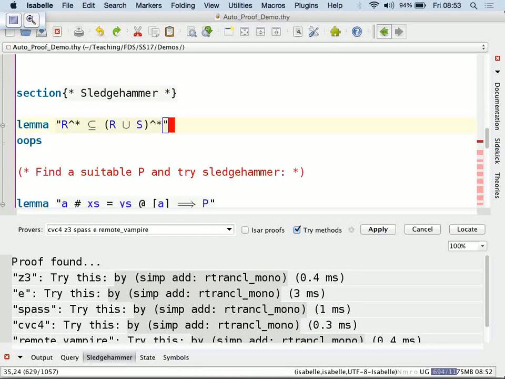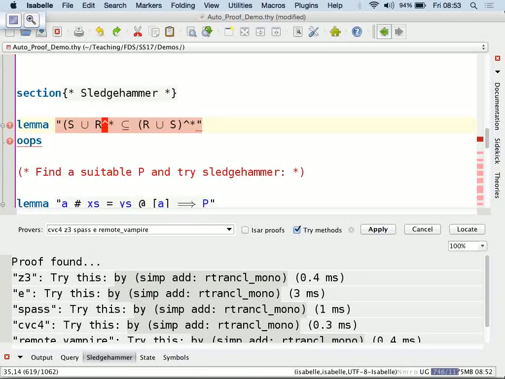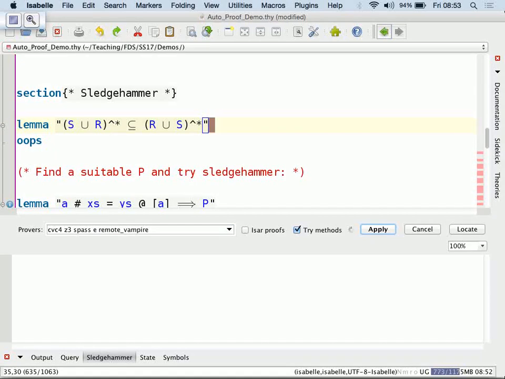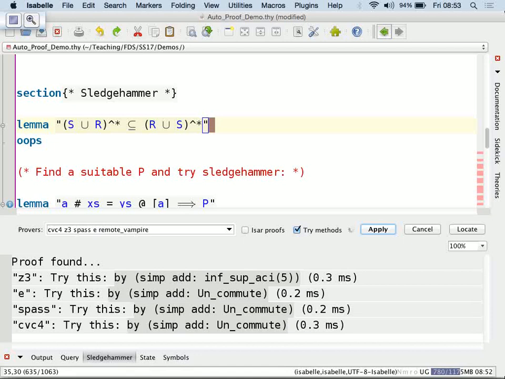But as I said, it's not always as simple as that. So for example, let's make this, I don't know, S union R is a subset of R union S star, which is still pretty obvious. But if we now ask Sledgehammer, oh, okay. Actually, it still found a simple proof. I wanted to have something more difficult.